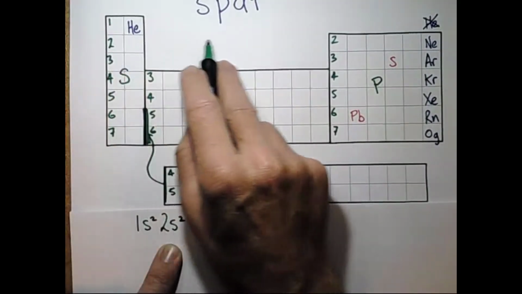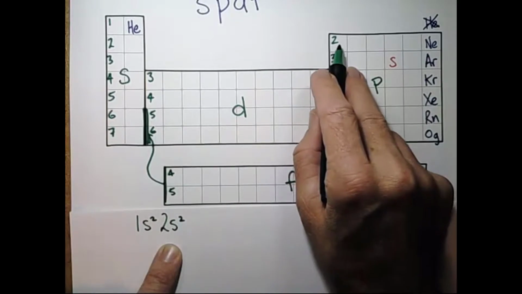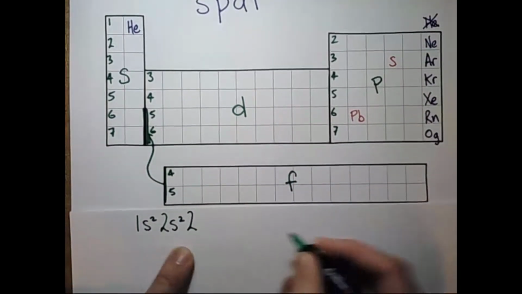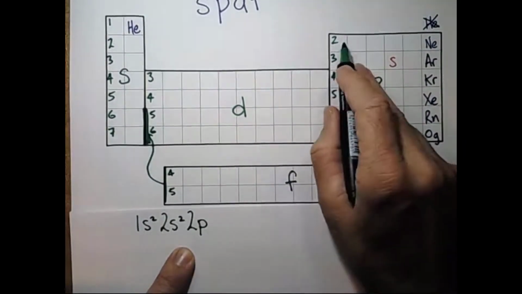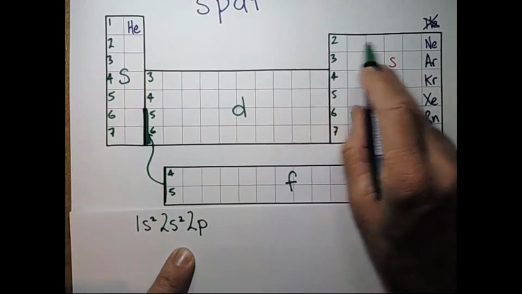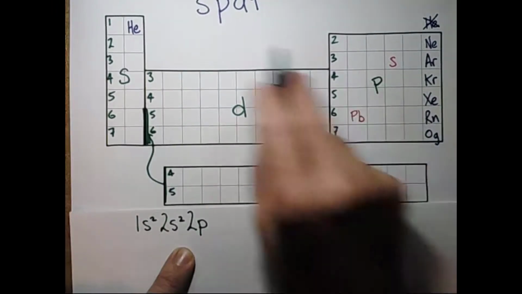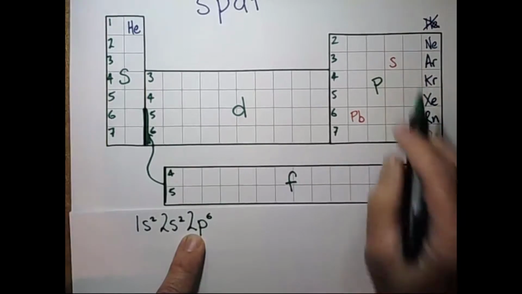All right, I walk across my periodic table. This time I do hit my P block. The 2 there tells me that I'm still in my second shell, and I'm in my P block. How many electrons? Well, let's count. 1, 2, 3, 4, 5, 6. 6 electrons are added as we go across that P block, so that means 6 electrons are added into the P subshell. So I'll put a 6 there.